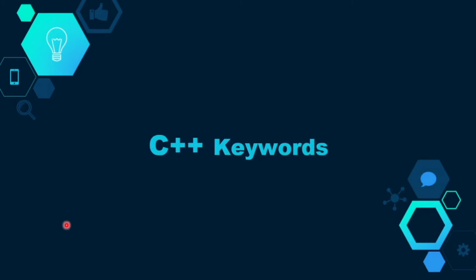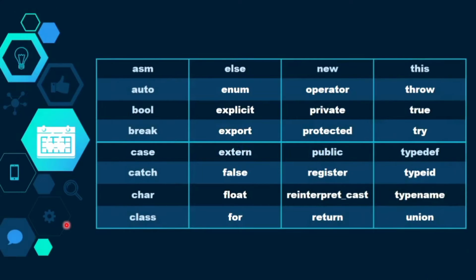C++ keywords. So here is the list of C++ keywords. The following list shows the reserved words in C++. These reserved words may not be used as a constant or variable or any other identifier name. So guys, if you want to read all of this in the table, you can pause the video or you can play it again.